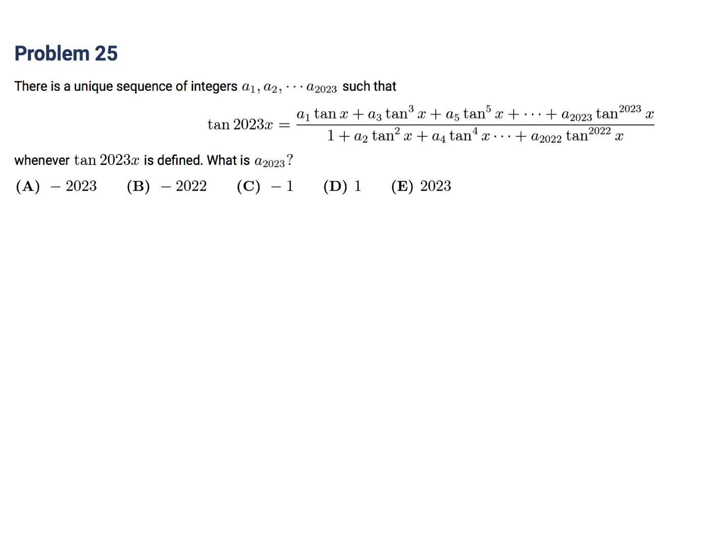There's a unique sequence of integers a1 to a2023 such that tan of 2023x equals that. Whenever tan 2023x is defined, what is a2023? So what we're trying to figure out is this coefficient here, a2023, this guy right here. So how do we do that?